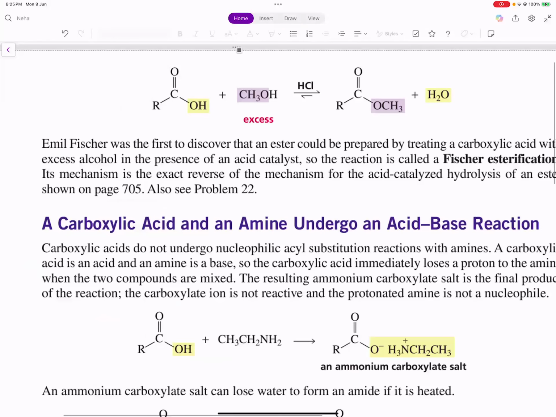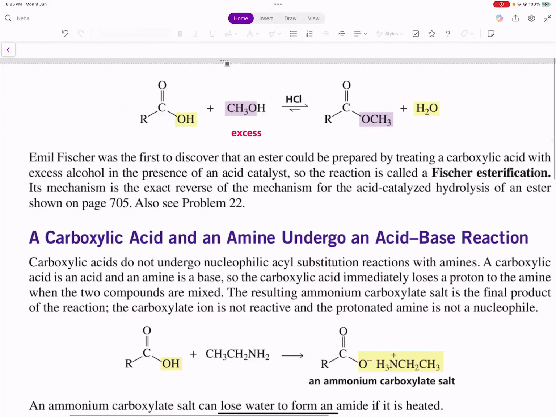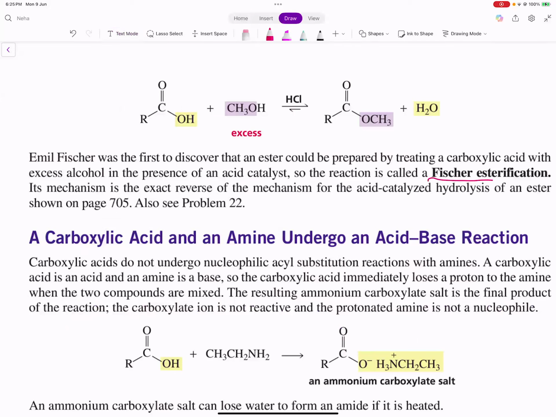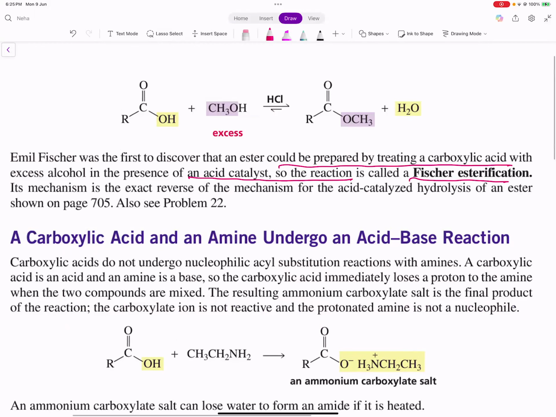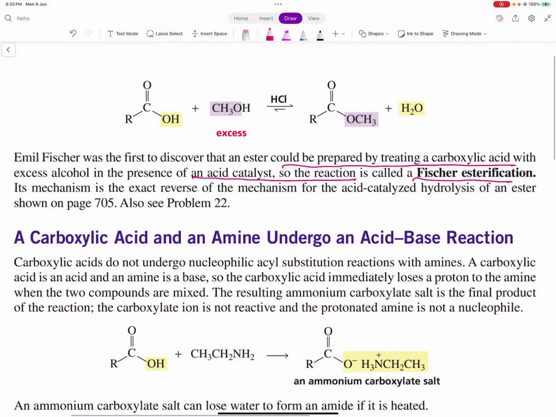See, this is fairly clear. This is also called Fischer esterification because this person was the first to use the acid catalyst, showing that an ester could be made from a carboxylic acid in the presence of it. So it is called Fischer esterification. This is clear? Yes, sir, clear.